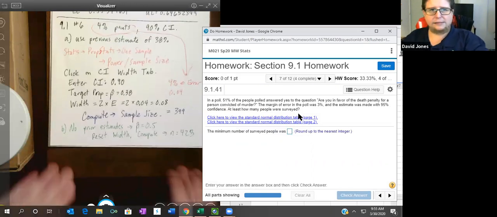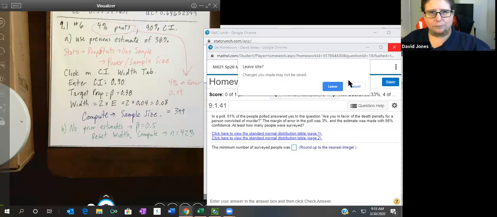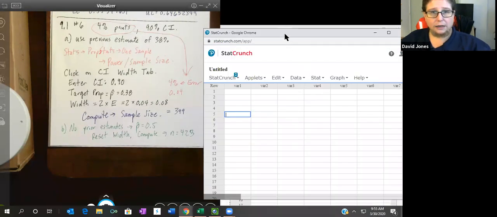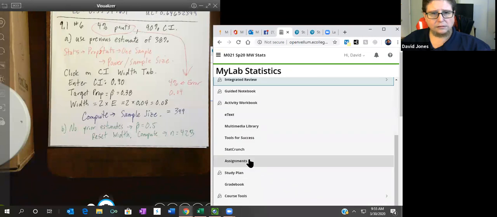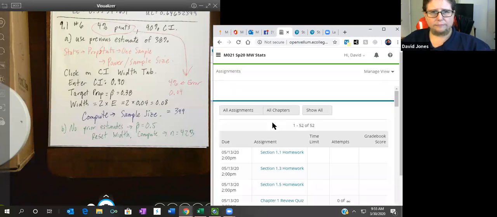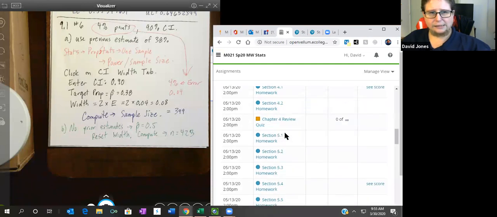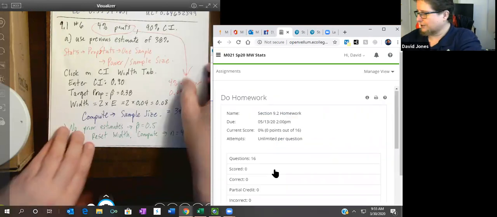Okay. So I'm going to close 9.1. I want to take a look at 9.2 as well. Oh, good. It's still working. Pearson says MATLAB is down, but it doesn't seem to be down. So I'm allowed to continue working.